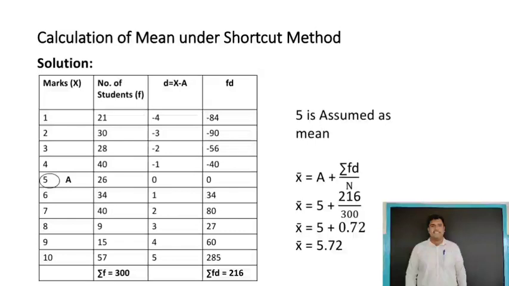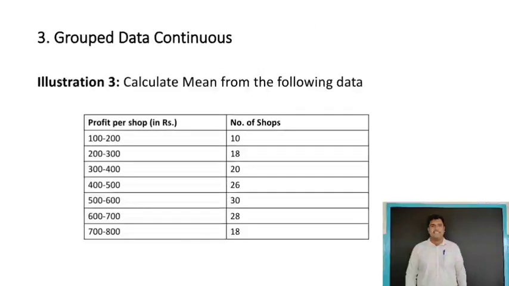And the formula is mean is equal to a plus sigma fd by n. A is the assumed mean, that is 5, plus sigma fd we have calculated, that is 216, which you can refer to in the table, divided by n, which refers to the summation of frequency, 300. So 5 plus 216 by 300 is 0.72. 5 plus 0.72 is 5.72. So in both the methods we have calculated mean, which is equal to 5.72.